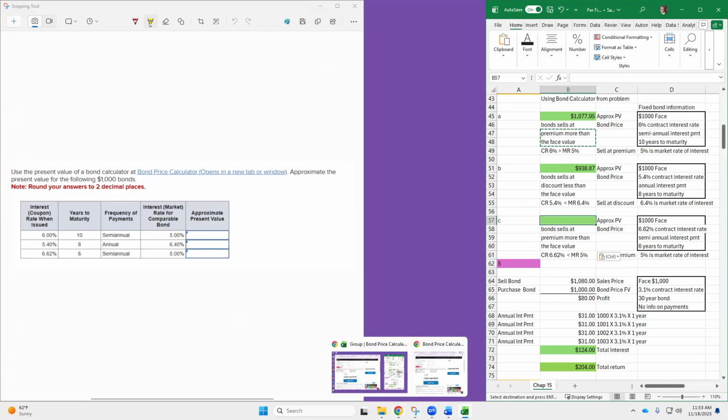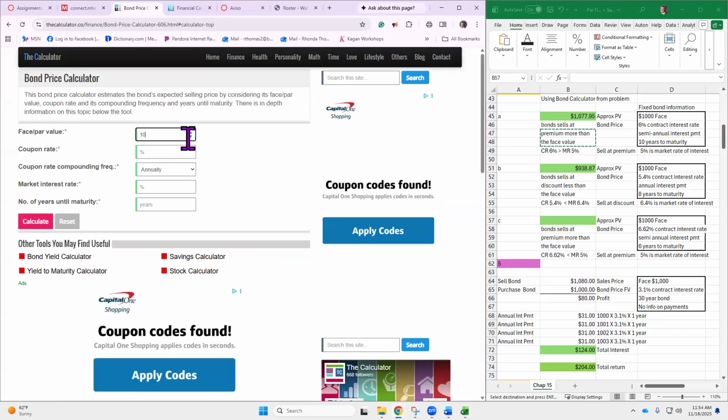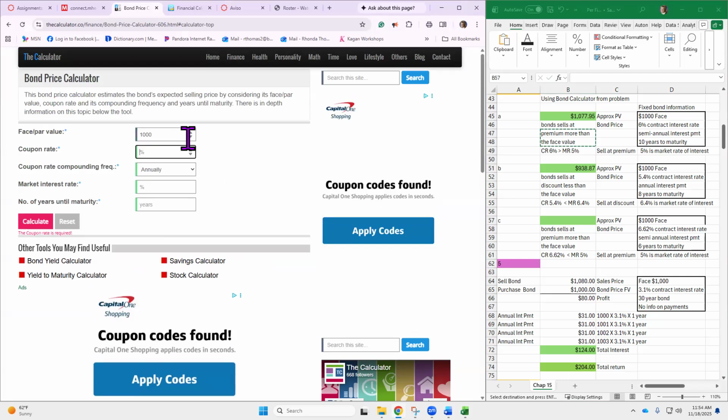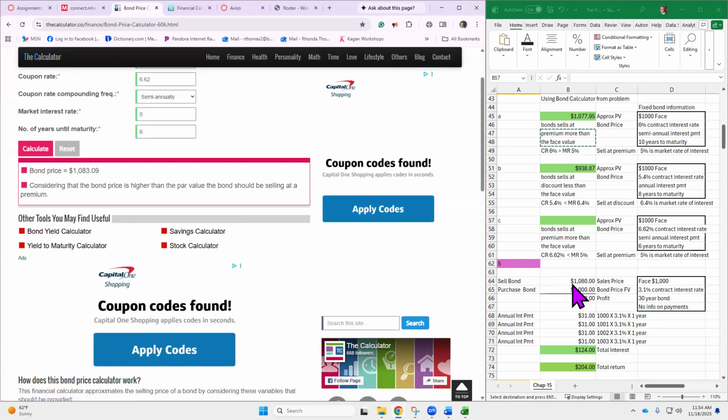Okay, so pull that back up and put in what we have here. $1,000, coupon rate is 6.62. It pays semi-annually. And market rate is 5%, and we're looking at 6 years to maturity. So here we go. So, yep, it is selling for more than its face. So there you go. Now I'm going to put all these in and see how I did.